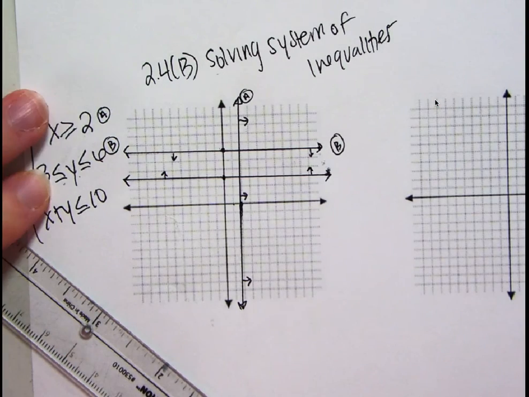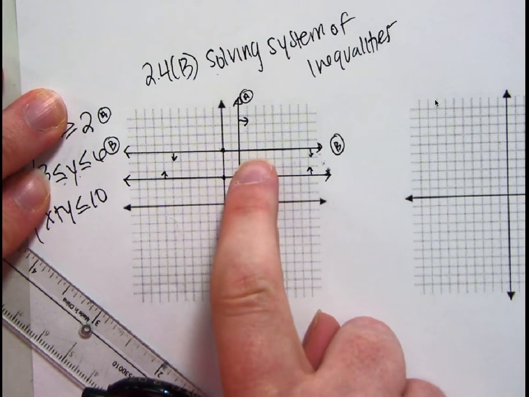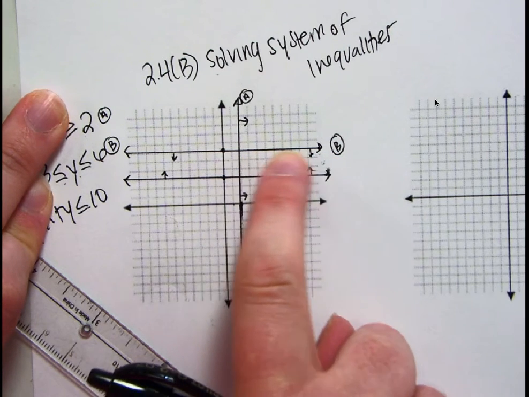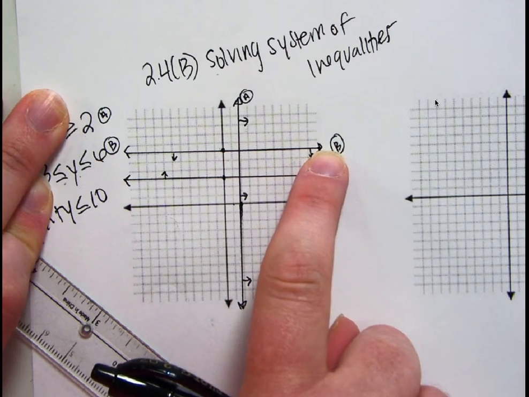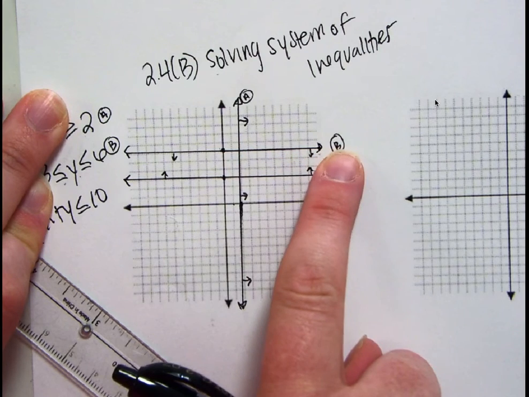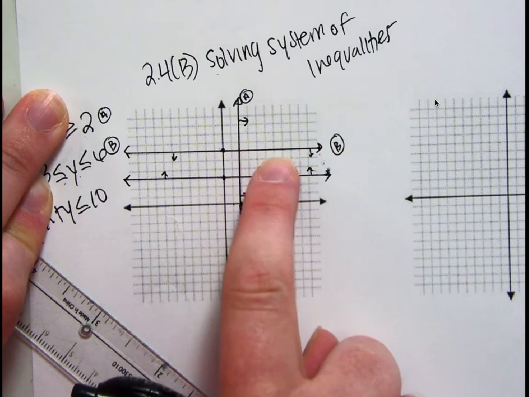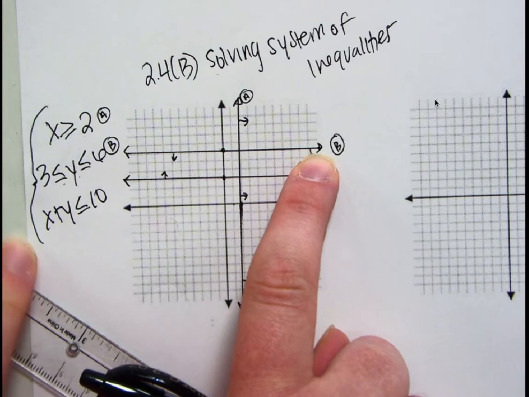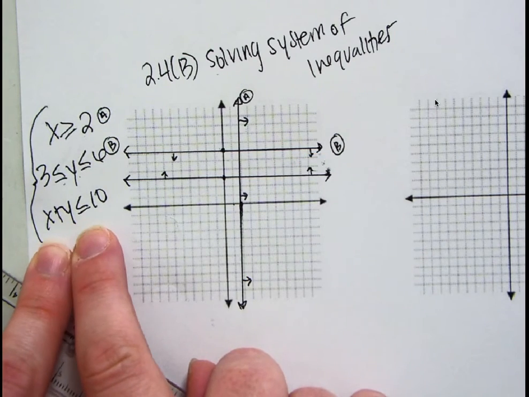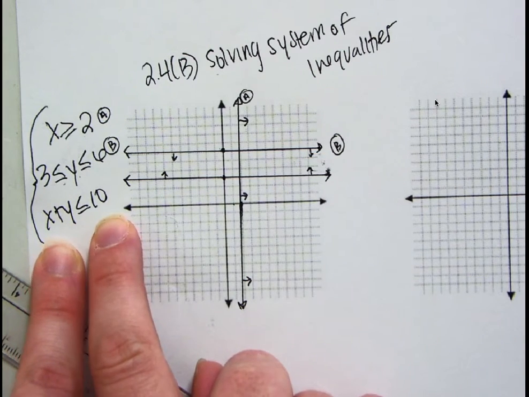So with just the first two inequalities, our solution region is this open-ended rectangle over here, because we're shading to the right of the vertical line and in between these two horizontal lines. Okay, our last inequality would be x plus y is less than or equal to 10.